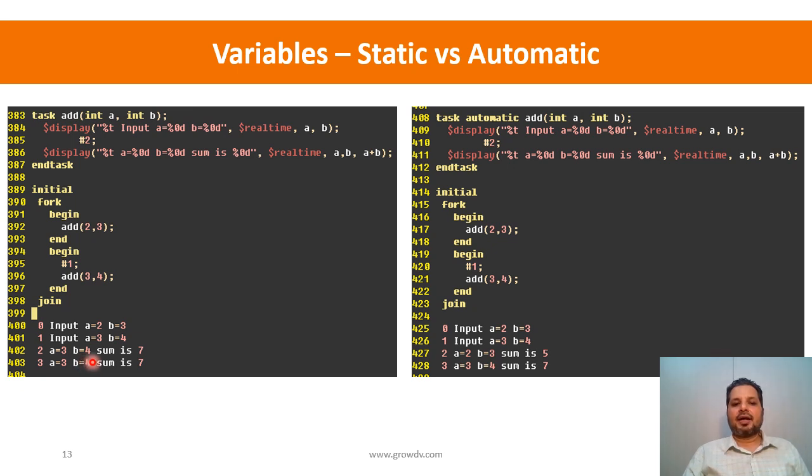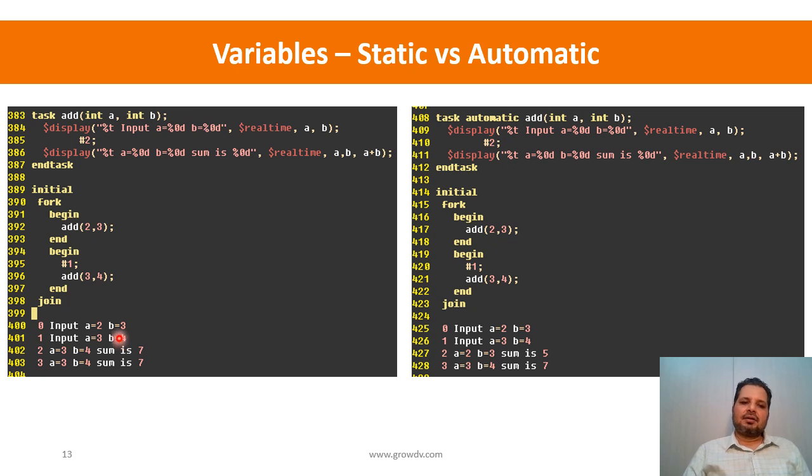Now what has happened? It says sum equal to 7. And the one that I launched at time unit 1 will complete after 2 units, 1 plus 2, at 3, and there also it shows a equal to 3, b equal to 4, and sum equal to 7. So both of them are showing the same value. What does this mean?